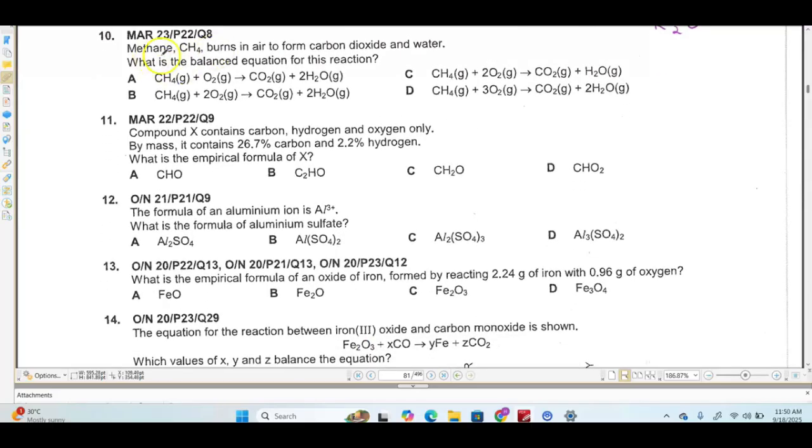Question number 10. Methane, CH4, burns in air to form carbon dioxide and water. What is the balanced equation for this reaction? There is one carbon over here, there is one carbon over here. There are 4 hydrogens and 4 hydrogens over here. But there are 3 oxygens in the product side and 2 in the reactant side. So this is not a balanced equation. If we look over here, 1 carbon over here, 1 carbon over here, 4 hydrogens, 4 hydrogens, 4 oxygens and 4 oxygens. So yes, this is a balanced equation.